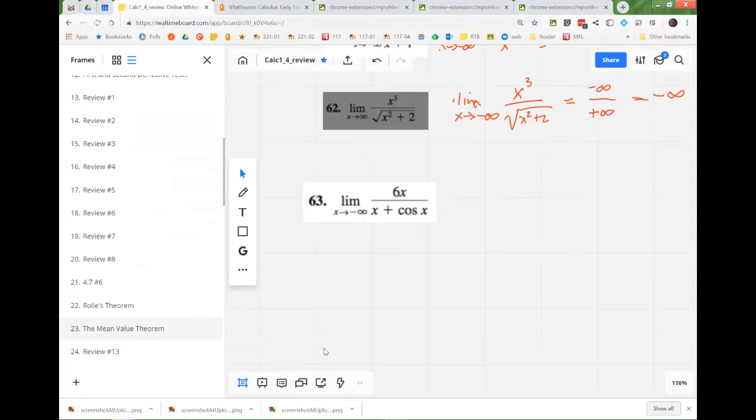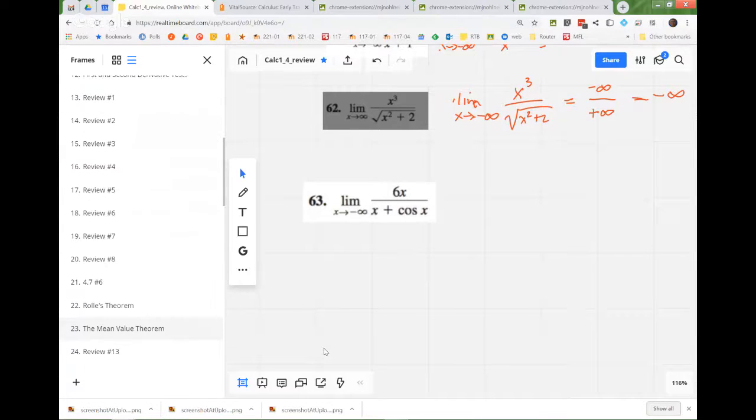Let's just talk a little bit about cosine x for a few minutes. Cosine, as you know, only revolves between 1 and -1. I don't care if you put infinity in there, the cosine of infinity still has to be something between 1 and -1. So in effect, cosine of x has no effect on this problem.